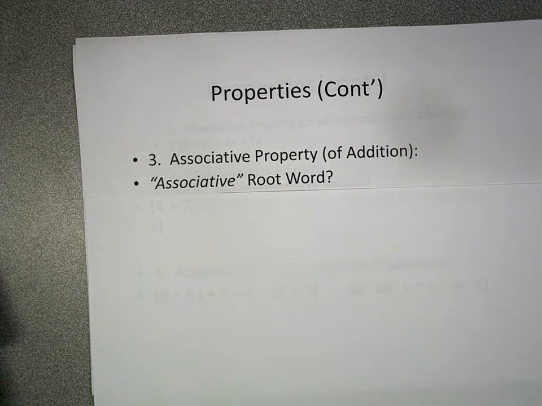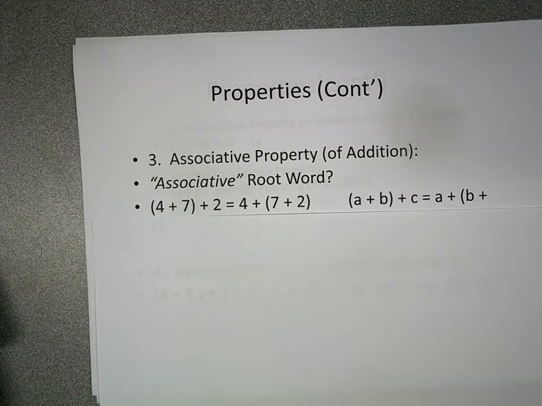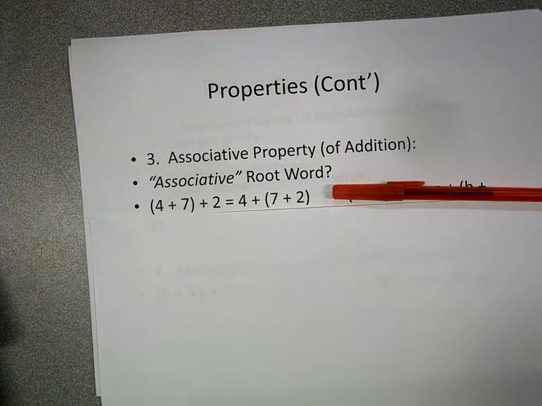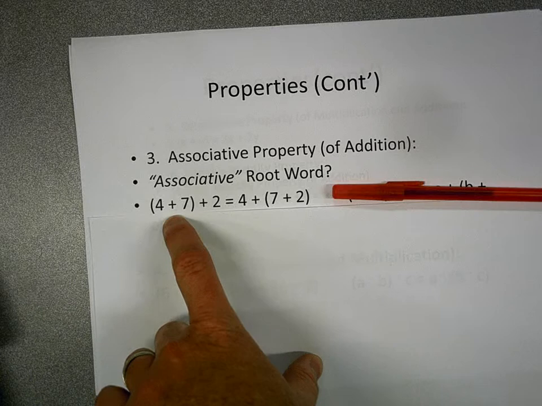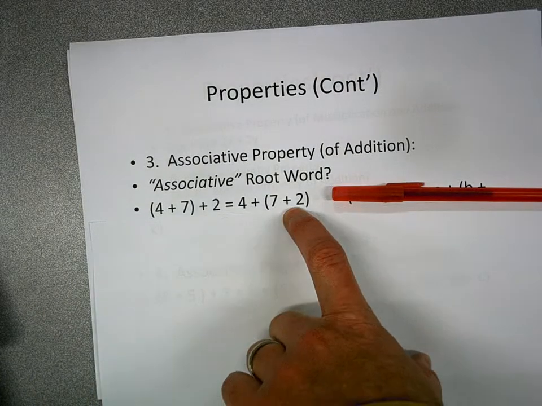Well, let me explain. Go ahead and write this down under your window first. Write down 4 plus 7 plus 2 equals 4 plus 7 plus 2. All right, it's addition. And then I want you to put the parentheses around the 4 plus 7 on the left side of the equal sign. On the right side of the equal sign, put it around the 7 plus 2.